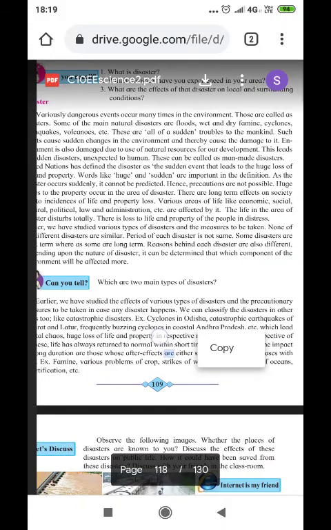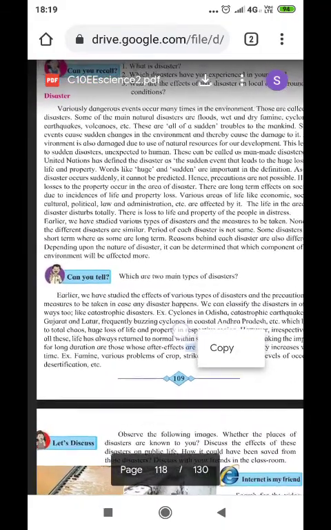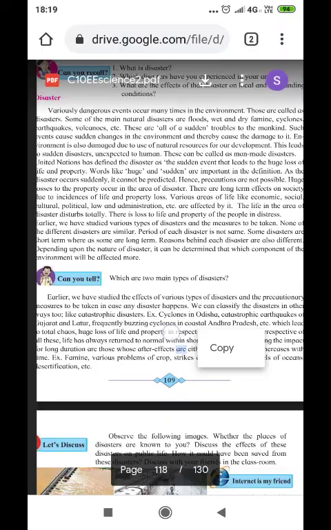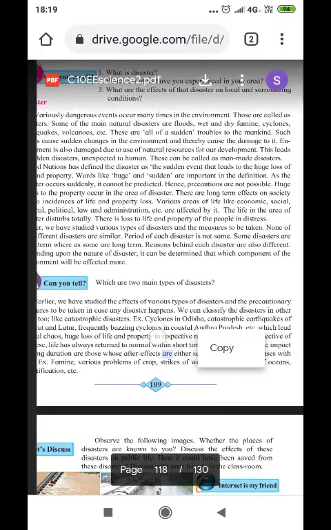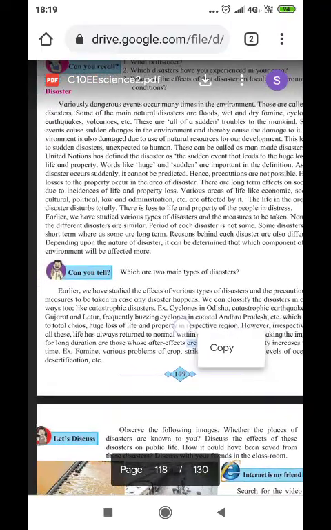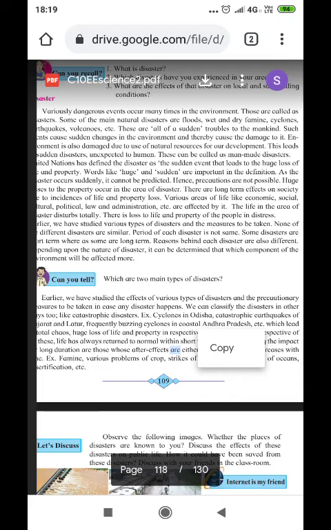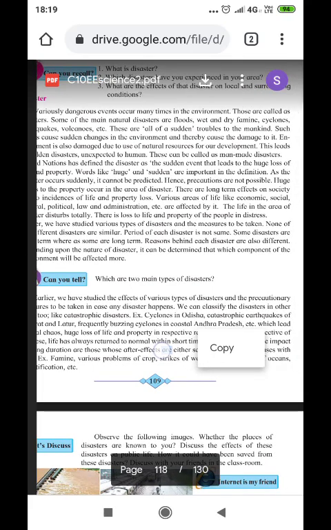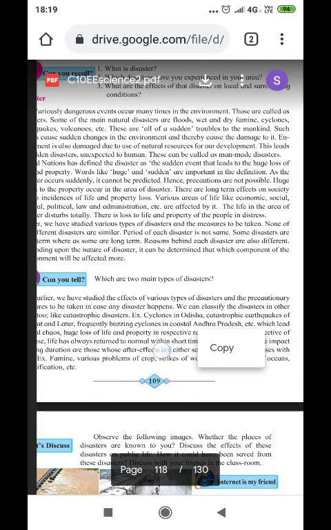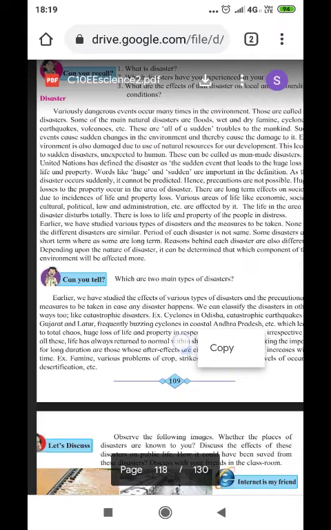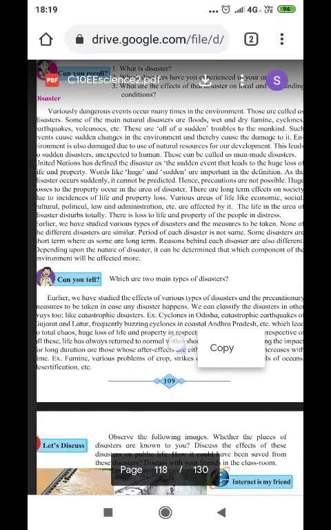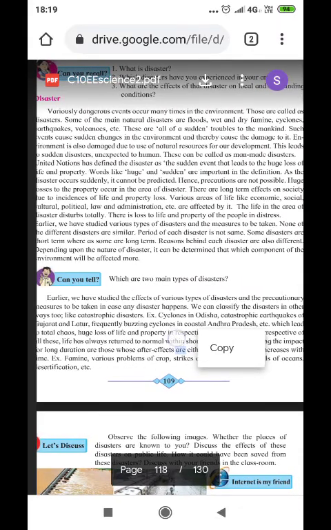There are long term effects on society due to the loss of life and property. Various areas of life like economic, social, cultural, political, law and administration, etc., are affected by it. Life in the area of the disaster is disturbed totally. There is loss of life and property of the people in distress.